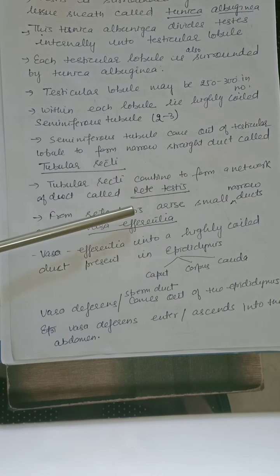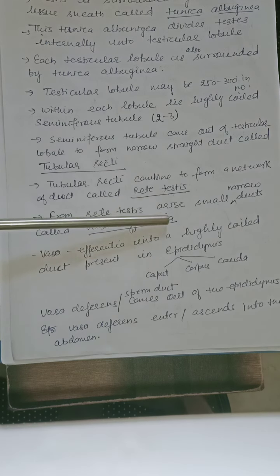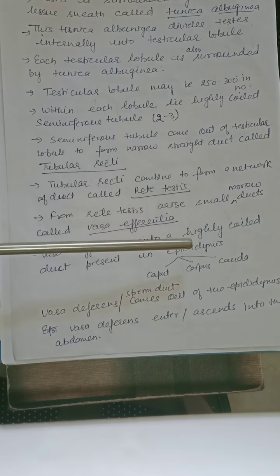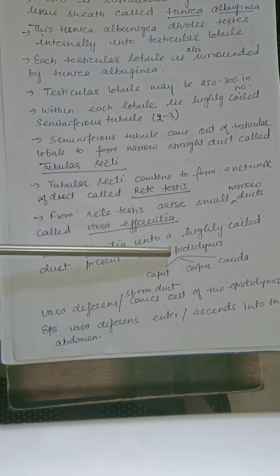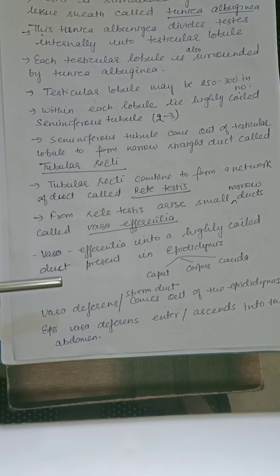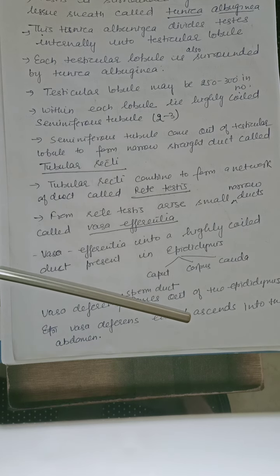From the rete testis arise small narrow ducts called vasa efferentia. Vasa efferentia lead into a highly coiled duct present in the epididymis. This epididymis has 3 parts: caput, corpus and cauda. The vas deferens or sperm duct comes out of the epididymis and ascends into the abdomen.